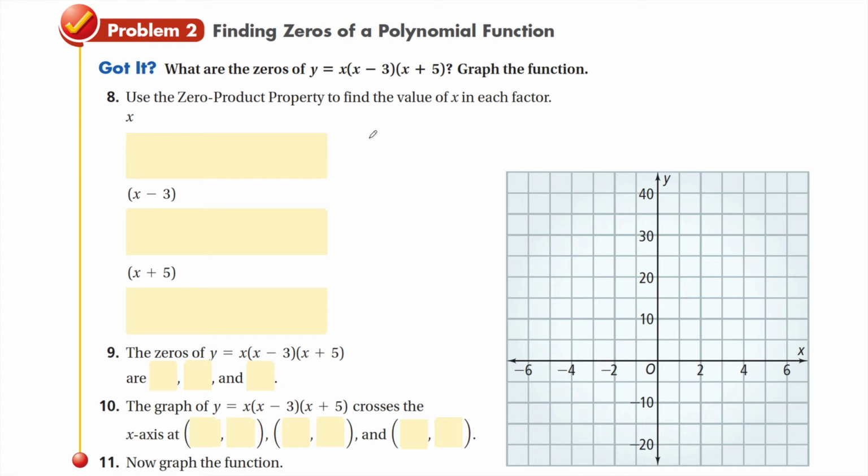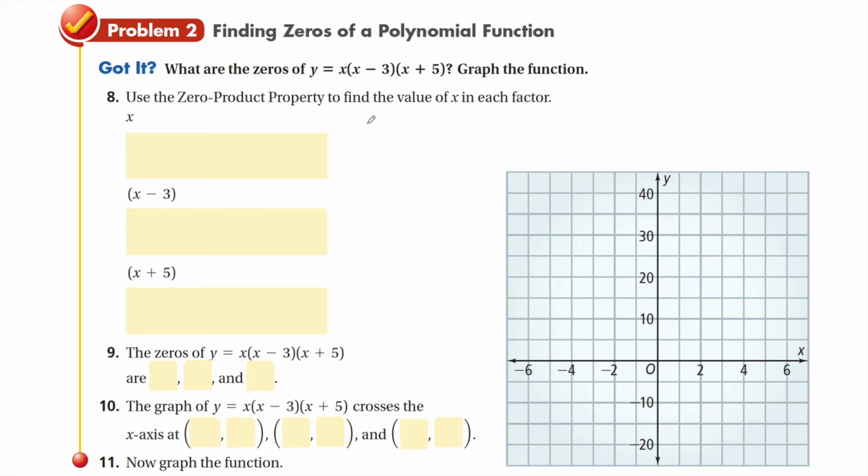Problem 2. Finding the zeros of a polynomial function. What are the zeros of y equals x times (x minus 3) times (x plus 5)? And can you graph the function? Well, we're going to use the zero product property to find the value of x in each of the factors.